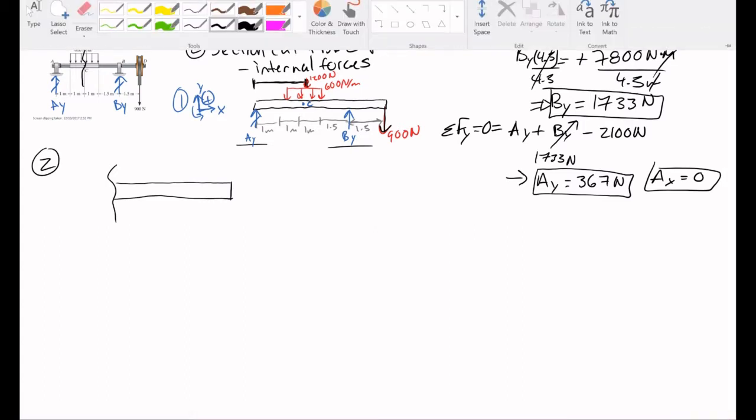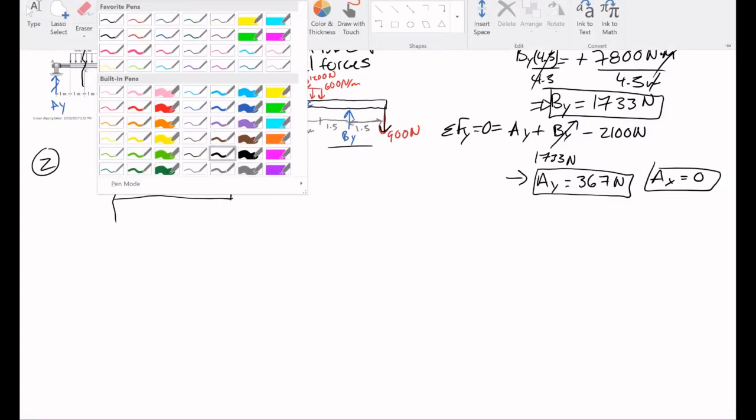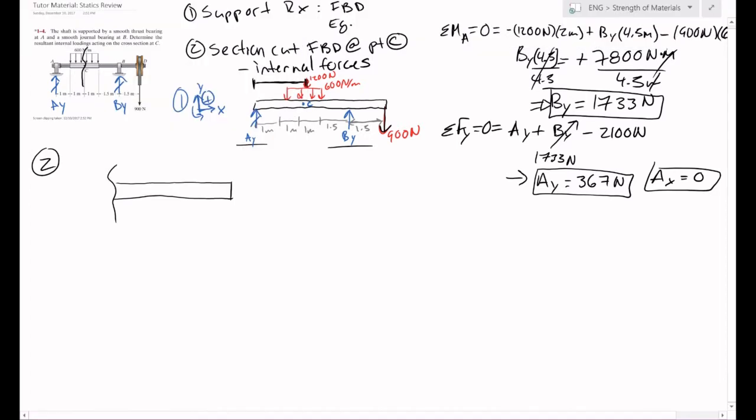Draw the forces that we know, and we will have about half of that distributed load going across, which is 600 newtons per meter at C. Here's our BY. Here's that 900. This is at B, this is at D.